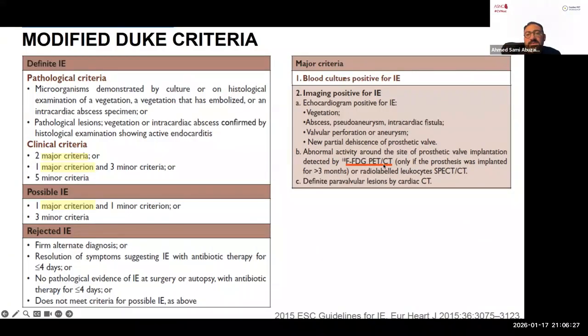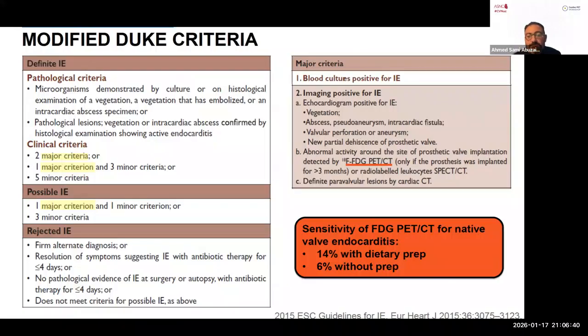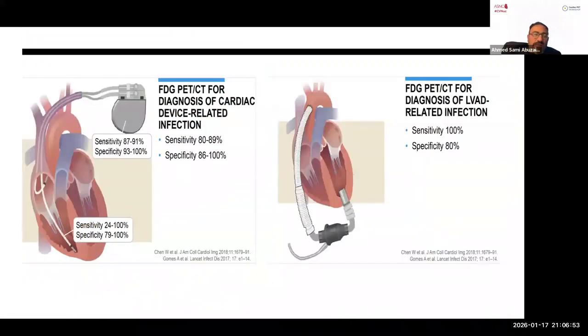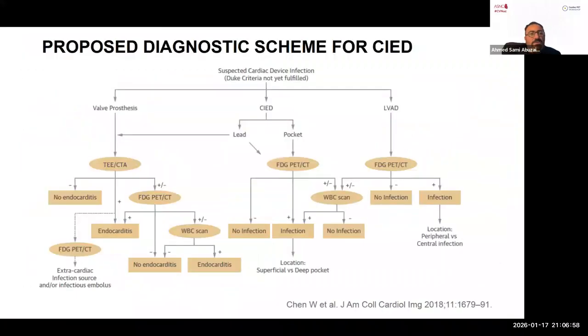So cardiac PET CT is a major criterion for endocarditis. Regardless of what you are looking for, vegetation, abscess, aneurysm, fistula, perforation, all the above, it has good sensitivity and specificity in general for devices, prosthesis, metallic valves, all of these things. For native endocarditis it's not that good, but if you have a metal valve, an LVAD, a transplant, or devices, it's really good. And this is the algorithm for devices.